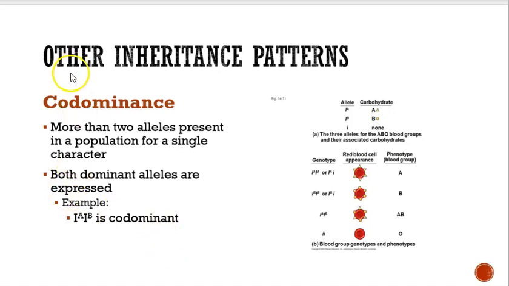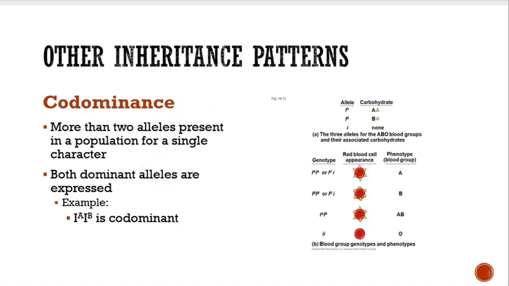All right, we're almost there with getting through all these different types of inheritance patterns. So we have one more that's kind of interesting, and it's called codominance. Sometimes in a population there are more than two alleles present, and sometimes two of those alleles are both expressed in an individual. And that's what we call codominance.